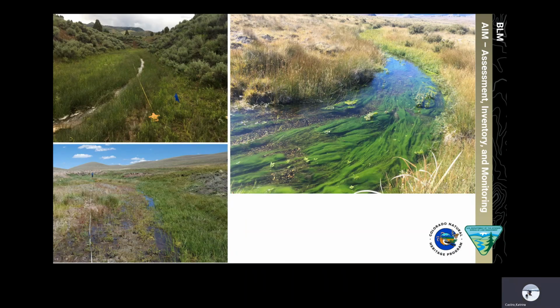Here are some examples of channels found in wetland and riparian areas. Pictured on the top left is an example of a rivulet. On the right is an example of a small, stable stream. And at the bottom left is a vague channel that does not have a defined morphological feature.